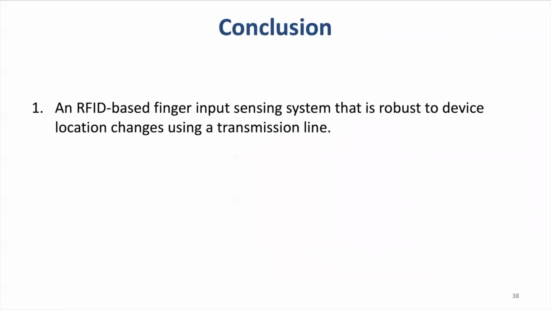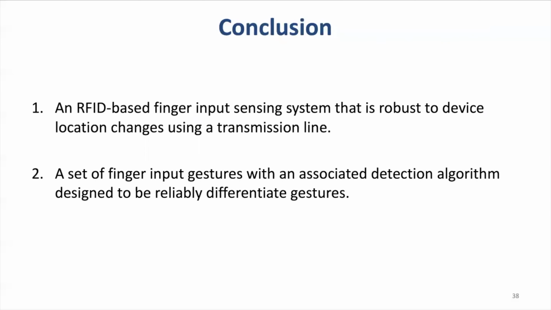Now, let me conclude this talk. First, we introduce an RFID-based finger input sensing system that is robust to device location changes using a transmission line. Second, we introduce a finger input detection algorithm, which can differentiate gestures accurately.